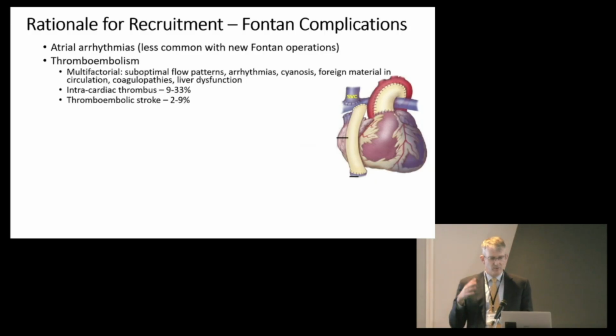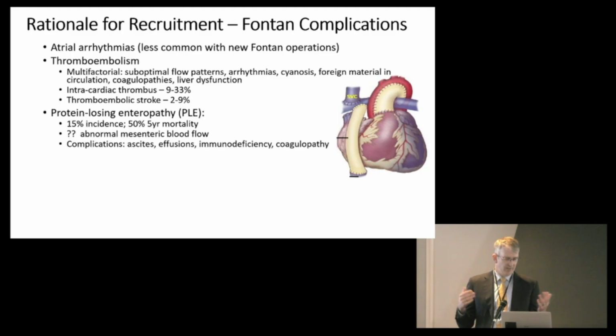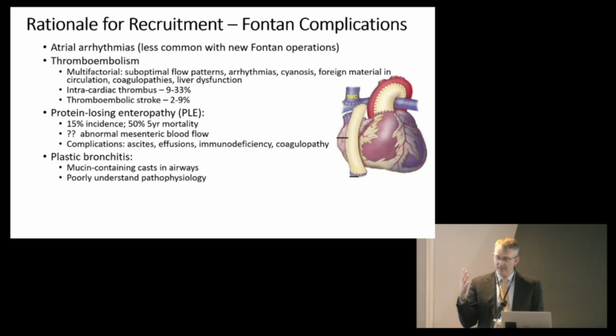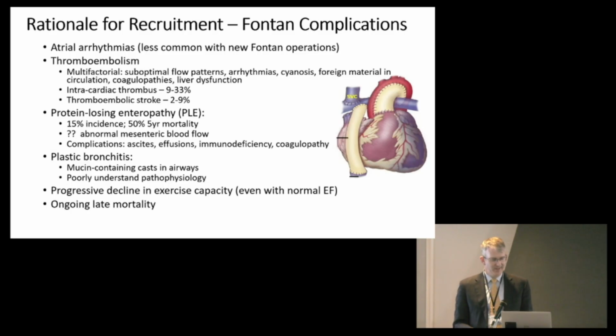So atrial arrhythmias are a common complication. Thromboembolism can happen from the conduit and the risk of a thrombus either in the lungs or going to the body. Protein losing enteropathy is another complication that we see in these patients with elevated pulmonary vascular resistance and other entities. You can have plastic bronchitis, which is super challenging and a cilia-related complication. And then there's a decline in exercise capacity and an ongoing late mortality. And the overall survival of these patients still remains a challenge.